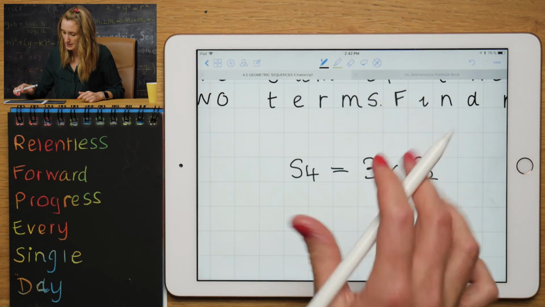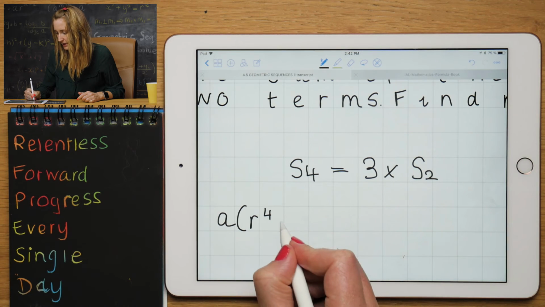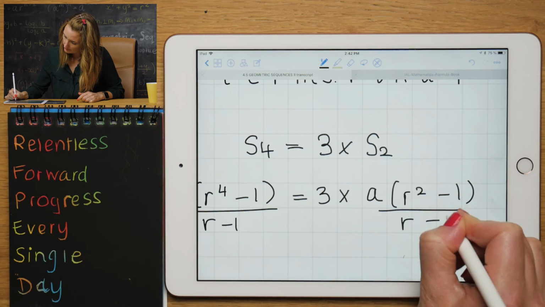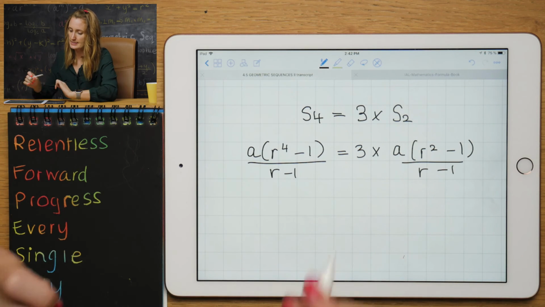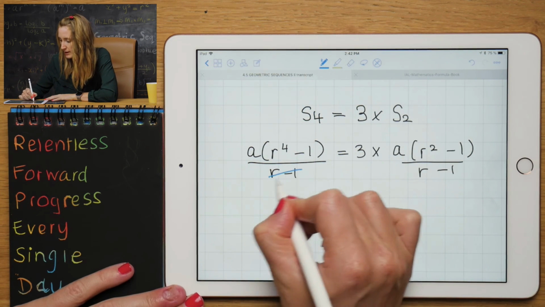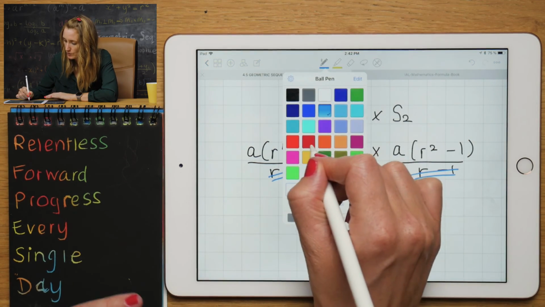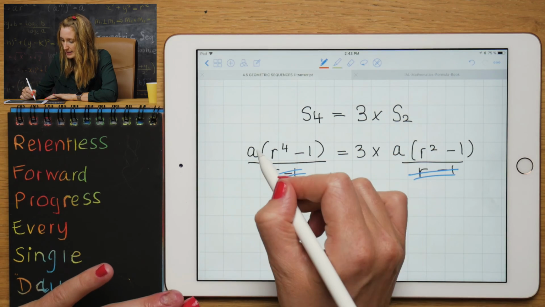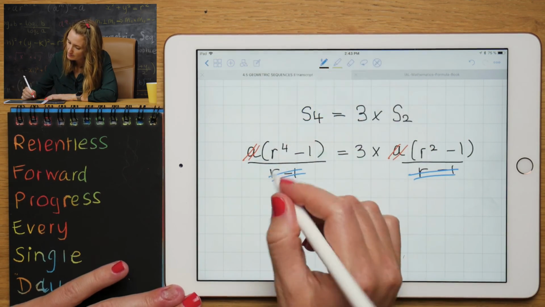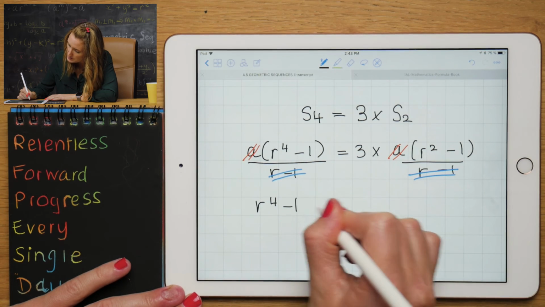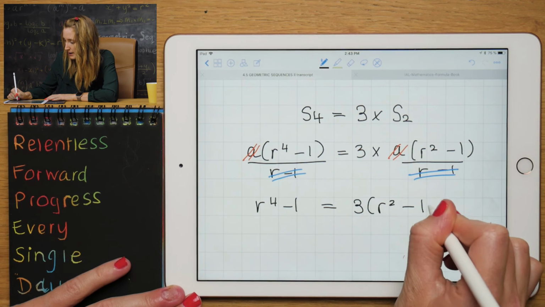So what I do now is I write the formulas in for both of them. For the n here, I'm going to put a 1. Now, what I want to do is just cancel that down. I can take off the denominators from both sides because they are the same. I can also, whilst I'm cancelling like a crazy person, take off the a's. That leaves me with r to the 4 minus 1 is equal to 3 times r squared minus 1.